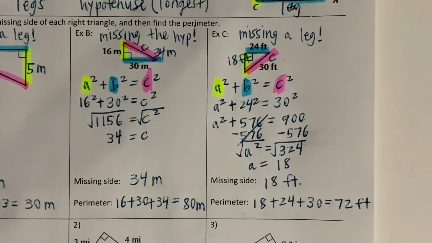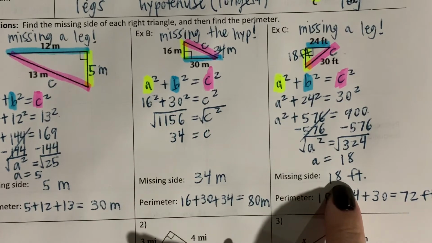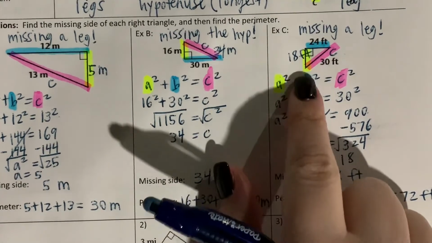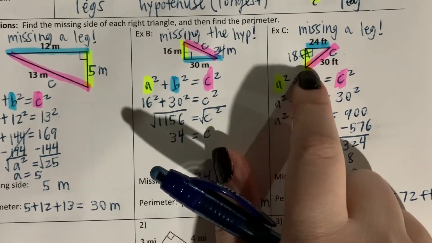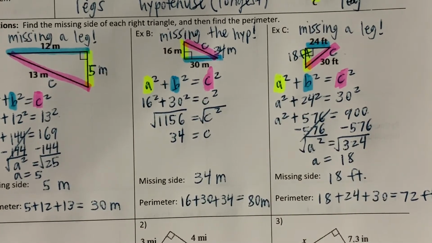Notice that in these three examples, my missing side ended up being a whole number, but that's not always the case. Sometimes when you end up taking the square root, we get decimals, and that's fine. These are side lengths, so they don't always have to be a whole number. They can definitely include decimals. So keep that in mind.